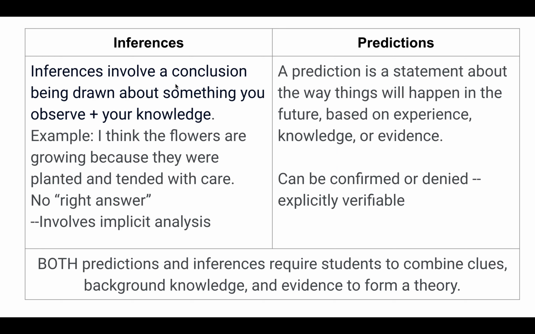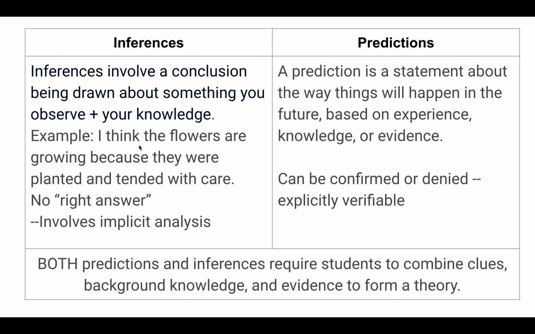An inference, on the other hand, is again a conclusion drawn about something you observe plus your knowledge, but it's not about something you think will happen. An inference is drawn about why things are the way they are. Why are they happening in that way? That's an inference. So not what will happen, but why is this happening in this way? So cause and effect relationships require inferences. Character motivation requires inferences, and theme or message requires those inferences.